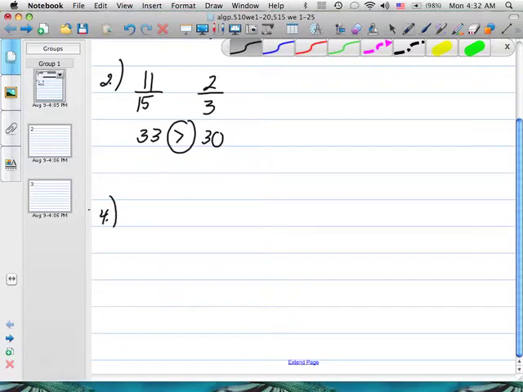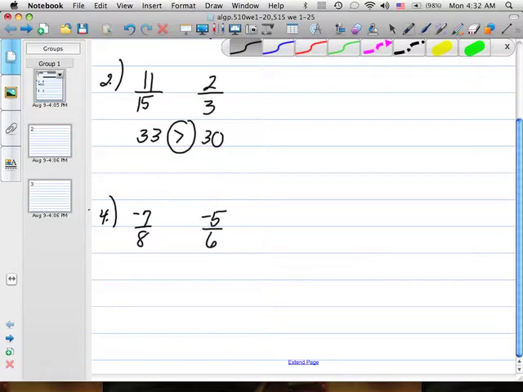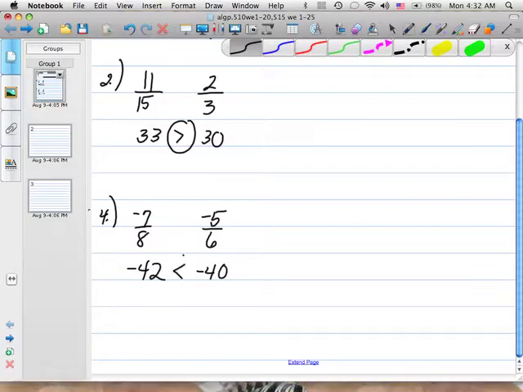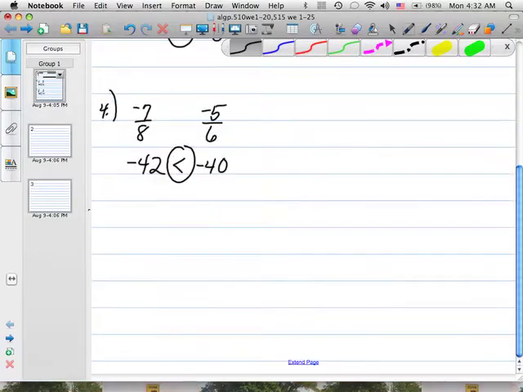Problem number 4, negative 7/8. Keep the negative sign with the numerator. And negative 5/6. Cross products, negative 42, negative 40. Negative 42 is smaller than negative 40. So the original fraction, negative 7/8, is less than negative 5/6.